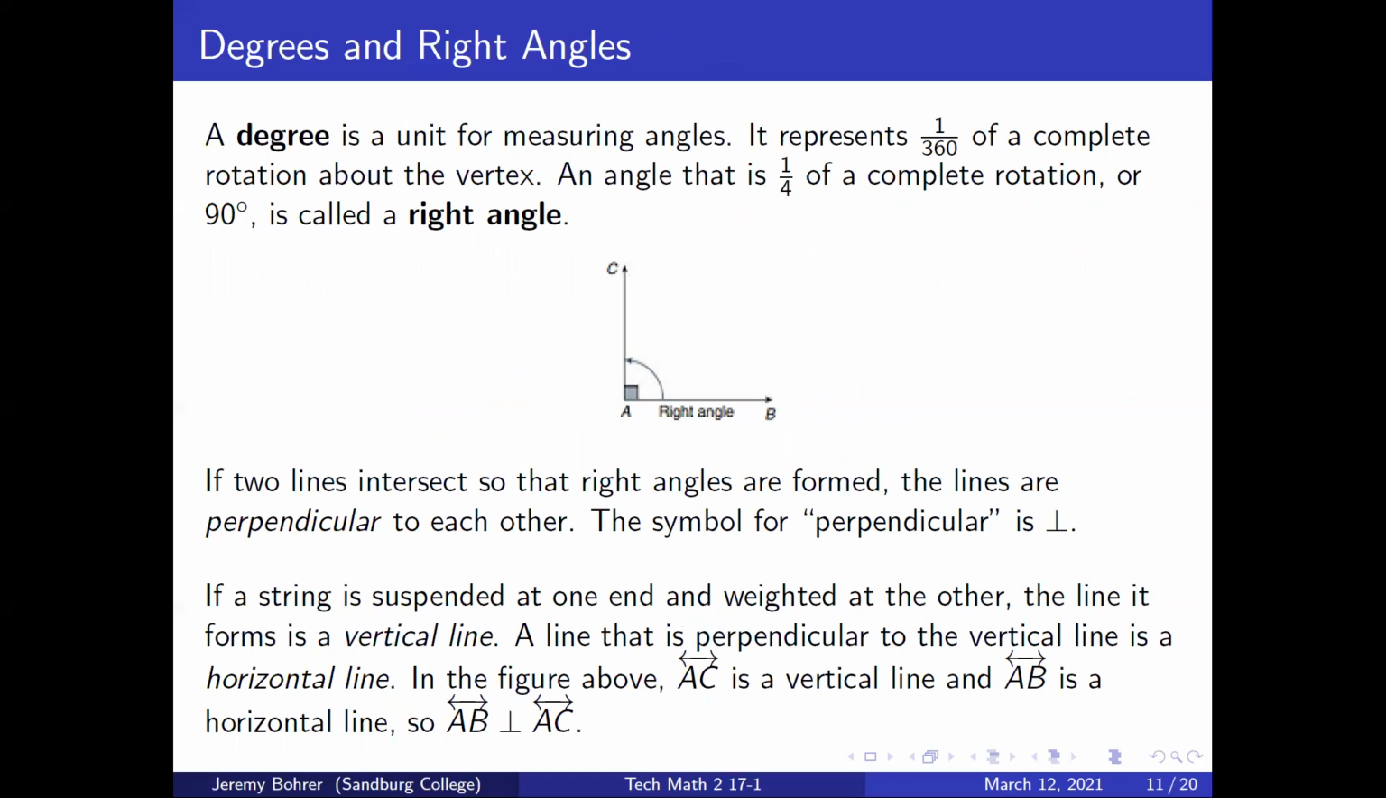If a string is suspended at one end and weighted at the other, the line it forms is a vertical line. A line that is perpendicular to the vertical line is a horizontal line. In the figure above, line AC is a vertical line and line AB is a horizontal line. So line AB is perpendicular to line AC.